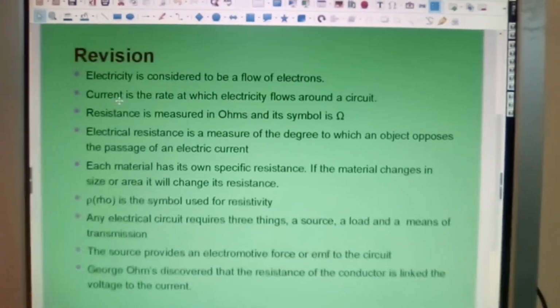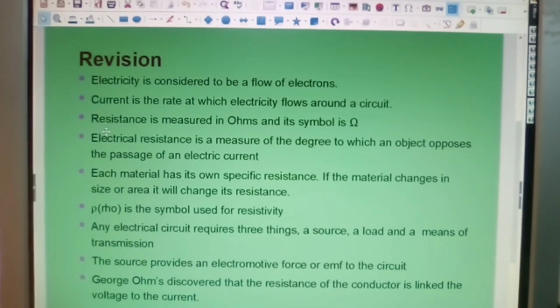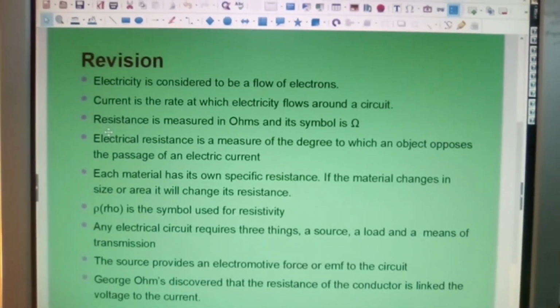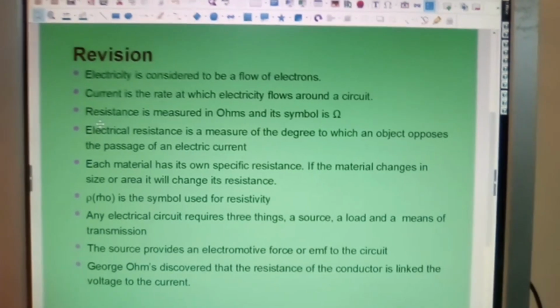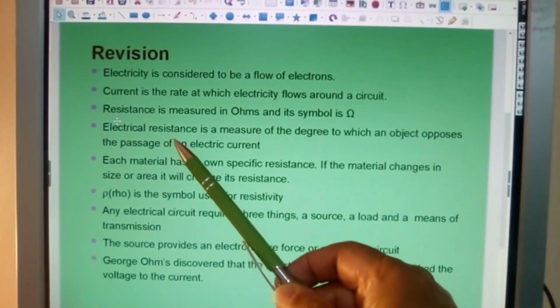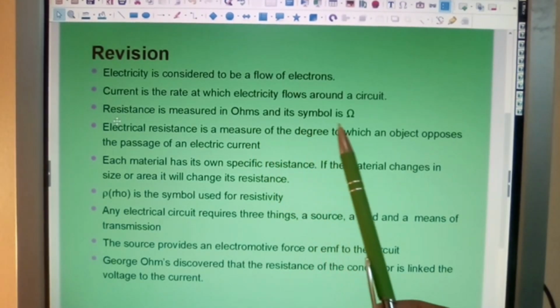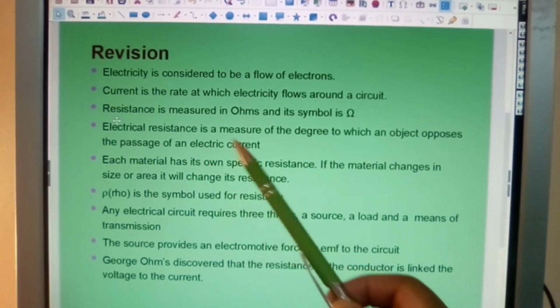Pure revision here. I don't need to do anything further on this. Electricity is considered to be a flow of electrons. Current is the rate at which electricity flows around a circuit. Resistance is measured in ohms and its symbol is the omega. Electrical resistance is a measure of the degree to which an object opposes the passage of an electric current.